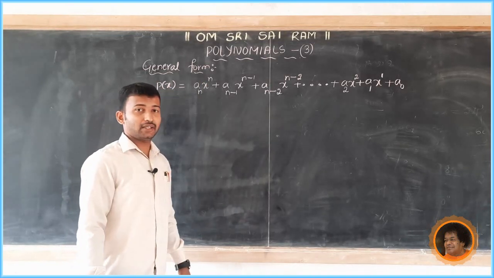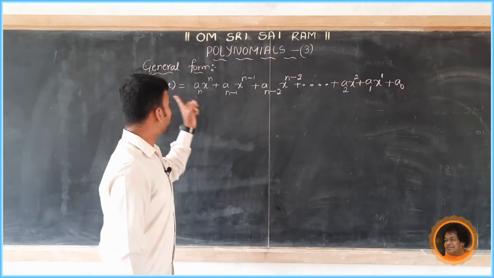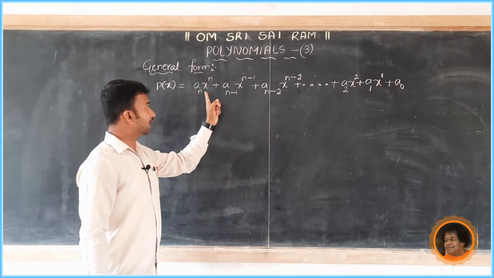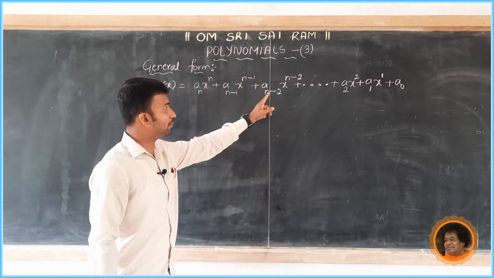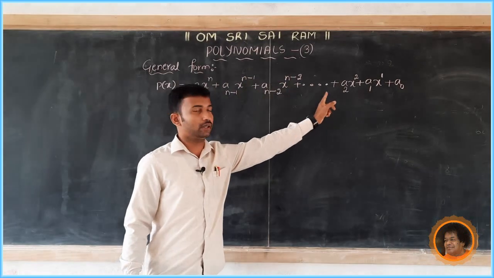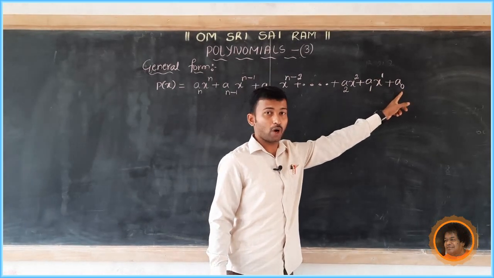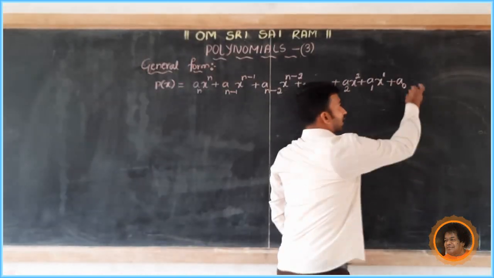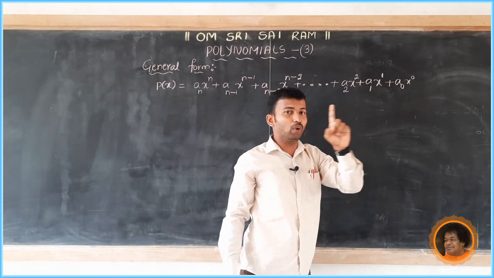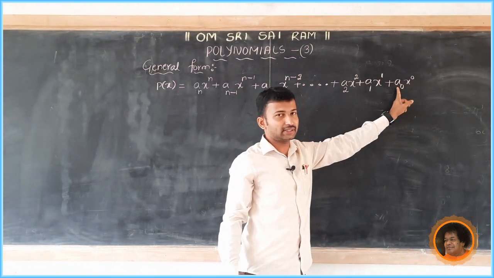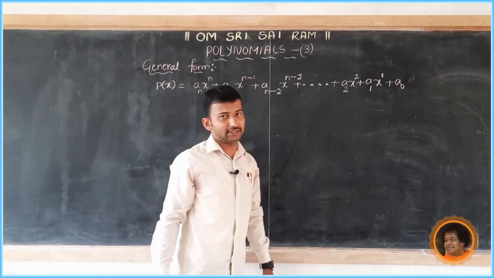P of x. What is P of x? Polynomial in variable x. P of x is equal to an x power n plus an minus 1 x power n minus 1 plus an minus 2 x power n minus 2, and so on, a2 x2 plus a1 x power 1 plus a0, or we can write x power 0 also. X power 0 is equal to 1 into a0, a0. So, the last term is a0.